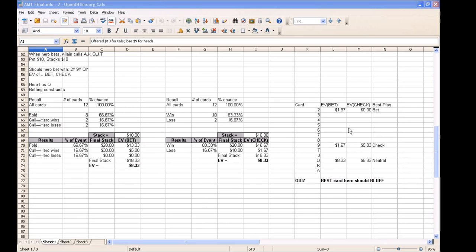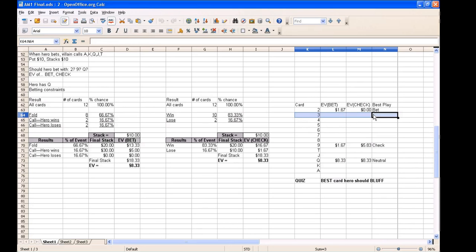So we'll start off by continuing with this table. The quiz answer, hopefully you took the time to fill it out, is you should be bluffing the three, and we're indifferent between betting or checking the four. So very quickly I'll finish out this table, and I'll show you some tricks to finishing it out, because if you were to sit here and test out every scenario, it would take forever to fill out the tables.